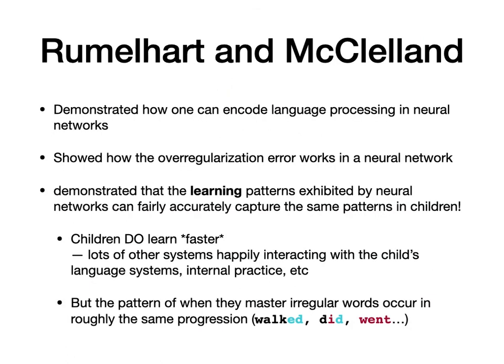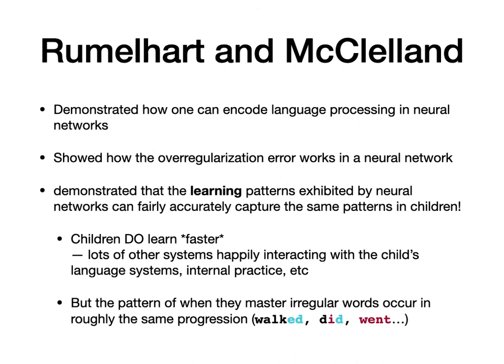So, Rumelhart and McClelland demonstrated how one can encode language processing in neural networks. So they weren't the only ones to do this, but that's what we've seen of them so far. They also showed how this overregularization error works in a neural network, which is cool for understanding maybe the neural networks have something going on that looks kind of like what brains do. That's cool. And they also demonstrated that these learning patterns, even the learning pattern, is a little like what humans are doing.